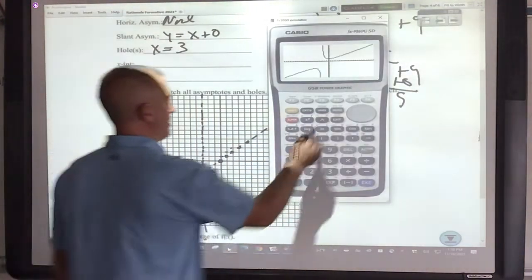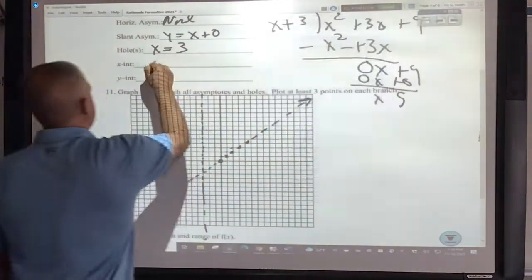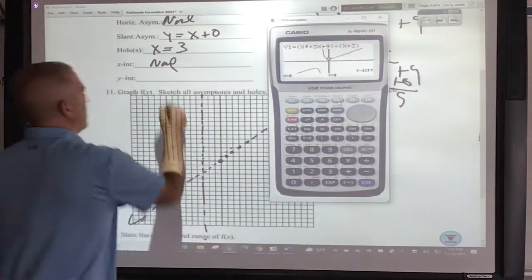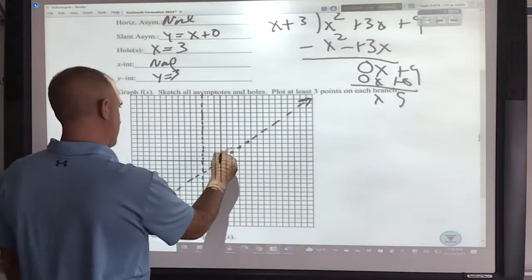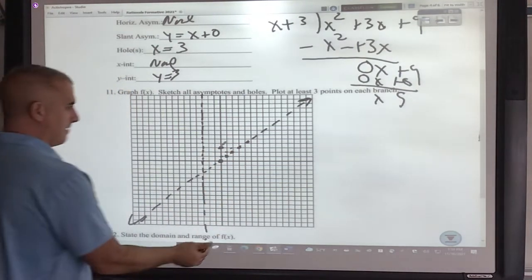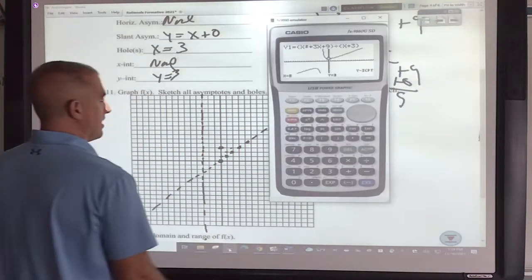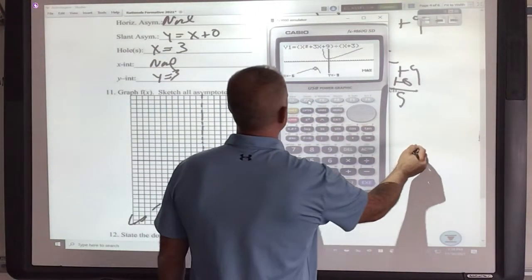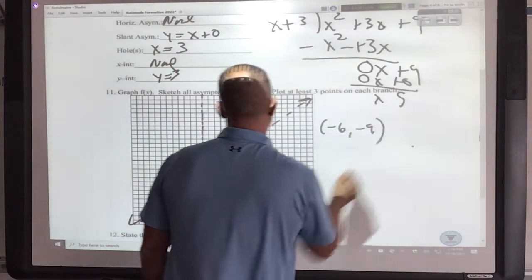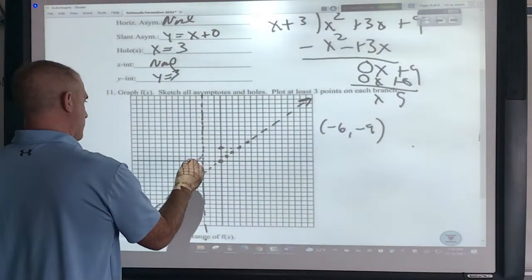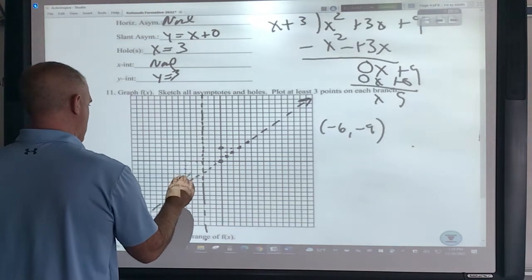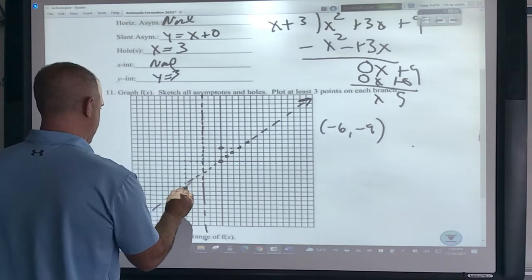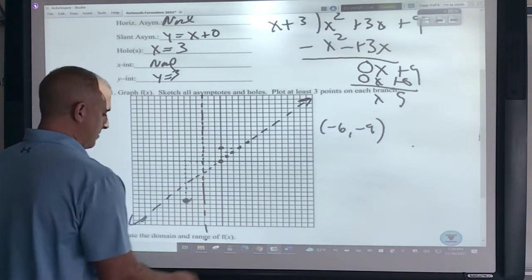Let's see if I can find G-solve root. I have none. G-solve y-intercept, I got y equals 3. So that's right here, okay? I have to account, all right? I got that so far. I also have to do the G-solve max, which is -6, -9. So 1, 2, 3, 4, 5, 6, and 5, 6, 7, 8, 9. Okay, that's going to be my maximum there.